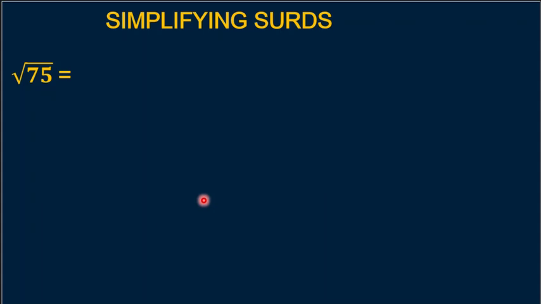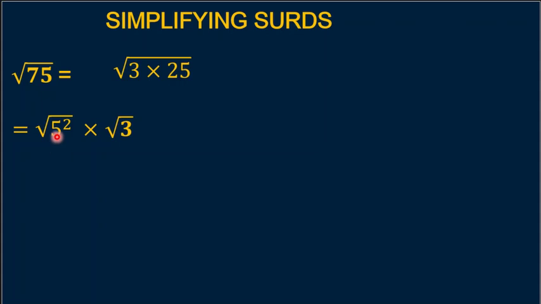Square root of 75. Square root of 75 can be expressed as square root of 3 times 25. The 75 has been reduced, or simply rewritten, as 3 times 25, which still gives 75, right? Then, like we've already seen, 25 can be expressed as 5 to the power 2, or 5 squared, while still maintaining our square roots, right?